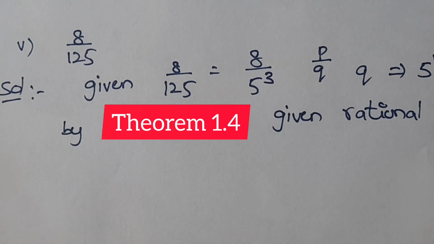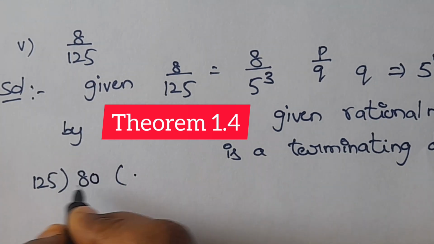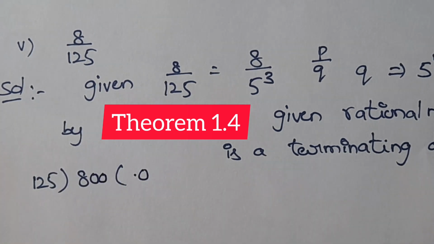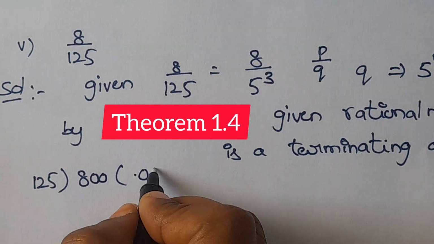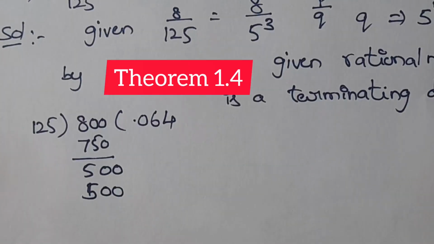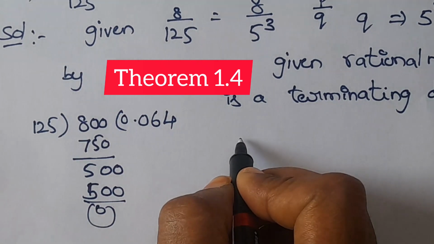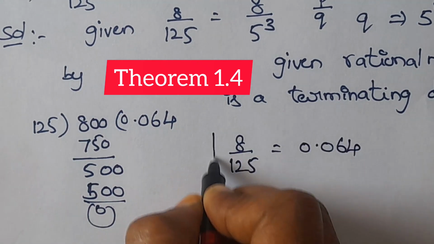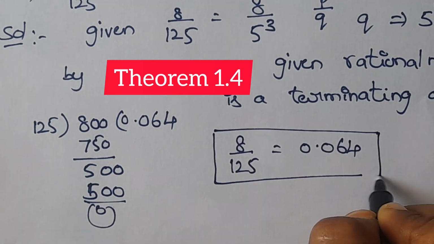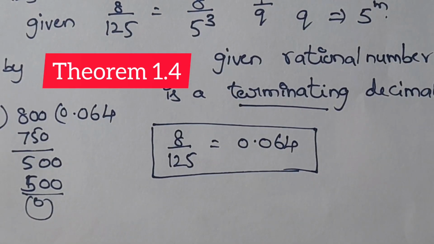Next, fifth bit, 8 by 125. See here, 125 we can write as 5 cube, which is in the form of 5 power m. It's clear that by theorem 1.4, 8 by 125 has a terminating decimal expansion. By division method, 8 by 125 is equal to 0.064. Terminating decimal expansion.